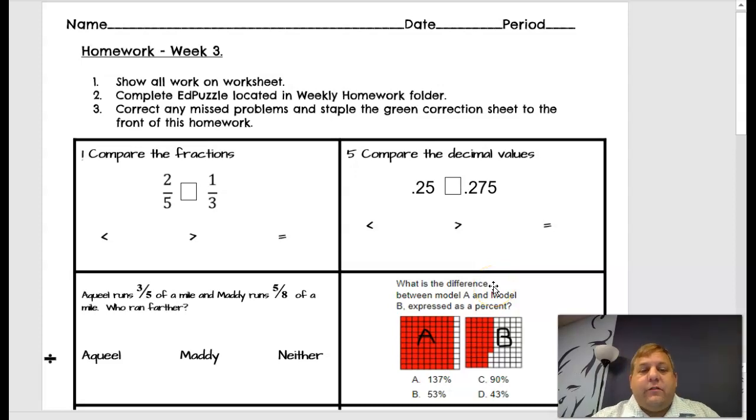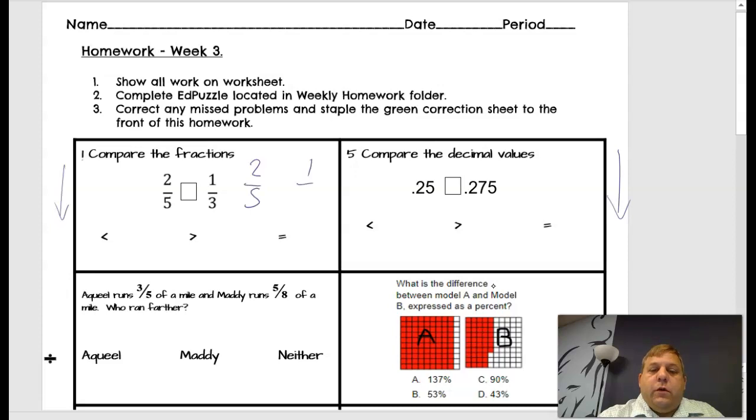We're going to go ahead and start. I realized I'm missing some numbers, so we're going to start here at 1, go down, and then we'll come back over here to 5 and go down that way. So looking at 1, go ahead and solve that. 2/5 and 1/3, we're comparing them with the greater than, less than, equal to sign. Go ahead and solve that.